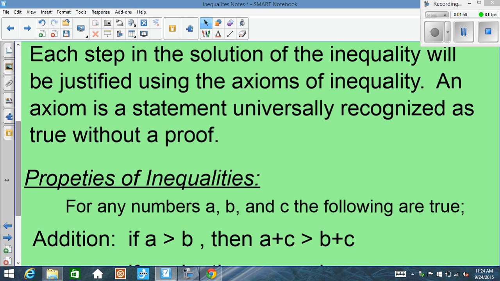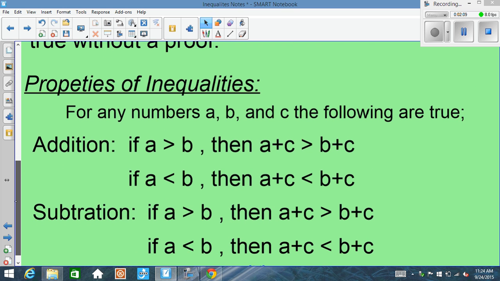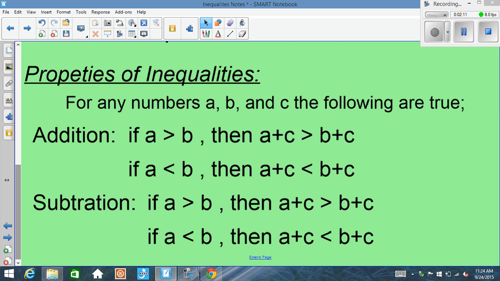Each step in the solution of the inequality will be justified using the axioms of inequality. An axiom is a statement universally recognized as true without proof. So all our properties, we assume that they're all true. Properties of inequalities. For any numbers a, b, and c, the following are true.